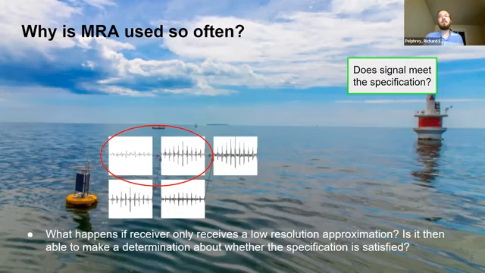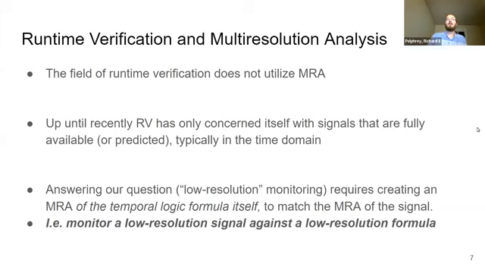So now what happens if in runtime verification, we only get one of these approximations? If the receiver only receives a low resolution approximation, is it then able to make a determination about whether the specification is satisfied? That is what we answer here. Runtime verification does not currently utilize multi-resolution analysis. Up until now, we need the fully reconstructed signal in order to perform any sort of monitoring.